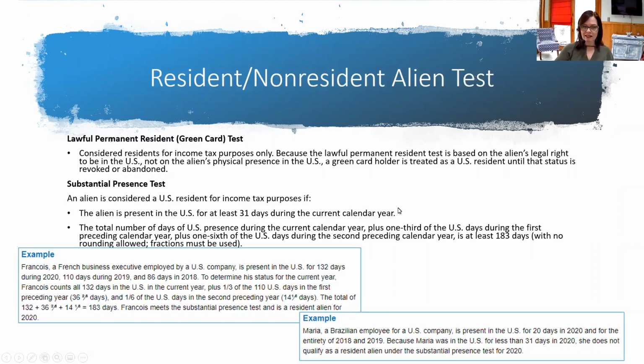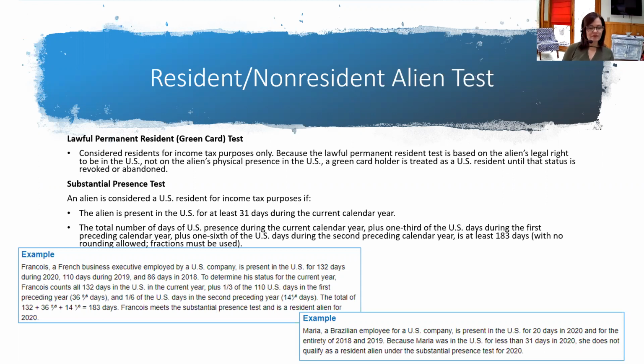Lawful permanent resident, this is the green card test. So they're considered residents for income tax purposes only, because the lawful permanent resident test is based on the alien's legal right to work in the US, not on the alien's physical presence in the US. The green card holder is treated as a US resident until the status is revoked or abandoned.